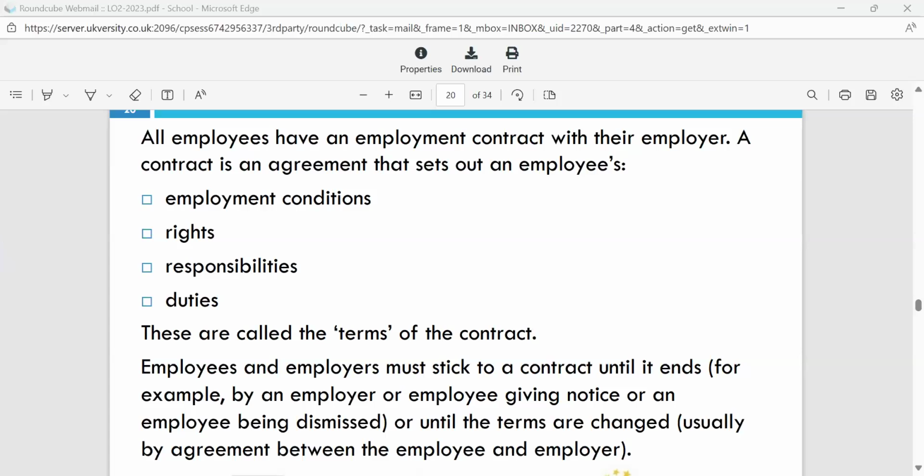So this occurs when a job is offered. If a job is offered and it's accepted, then a legally binding employment contract is formed. And employers legally have to provide a written statement detailing the employment contract. A contract is a combination of written documents and verbal agreements, and it defines the rights and responsibilities.